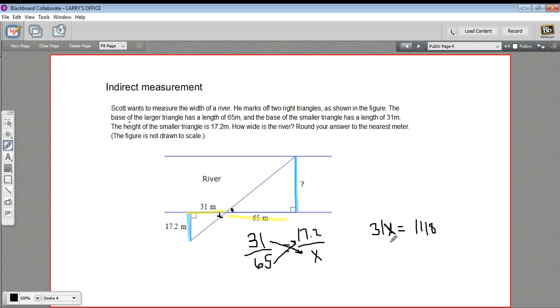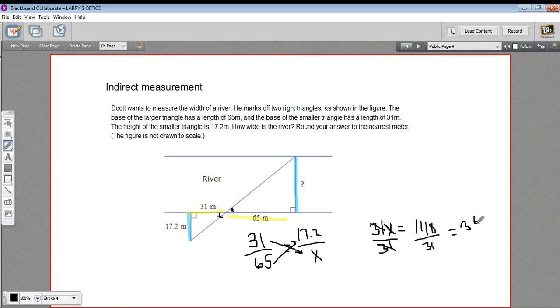Now I want to solve for x because I want to find out what x is. X is multiplied by 31. To undo that, I can divide by 31. But I have to do that to both sides of the equal sign. Here, the 31s will cancel, and here, 1,118 divided by 31 is 36.